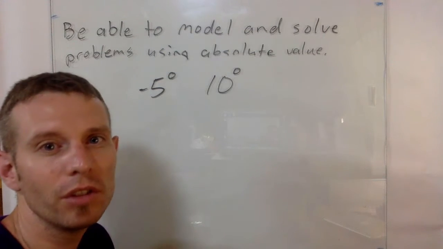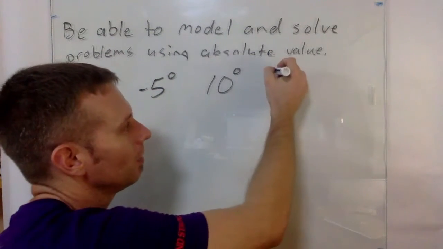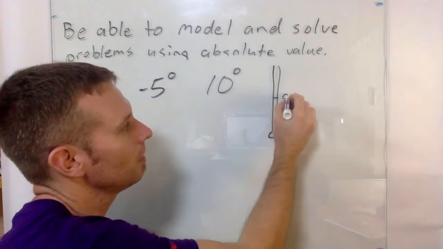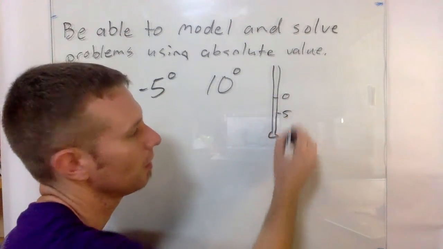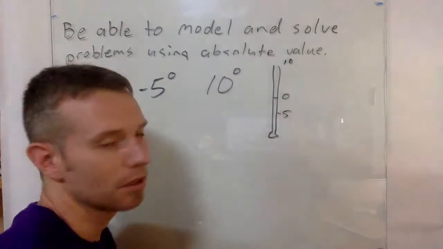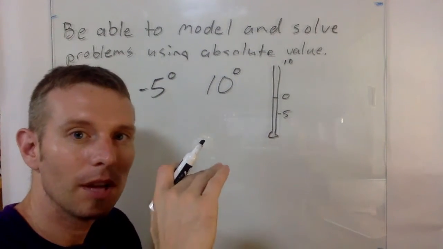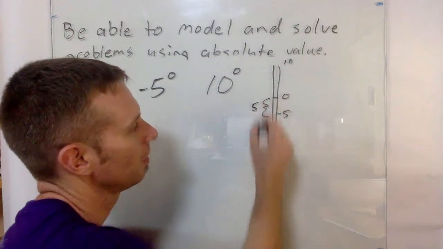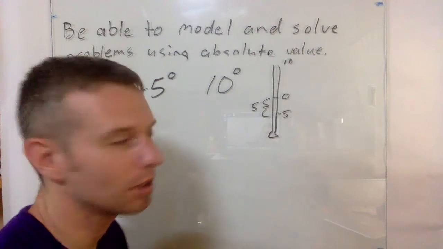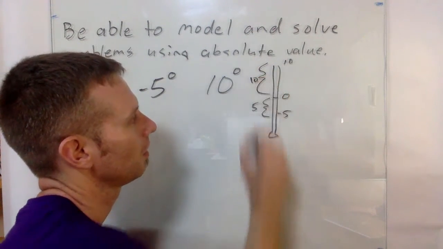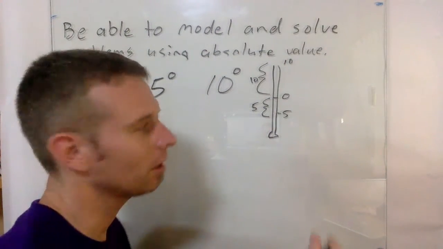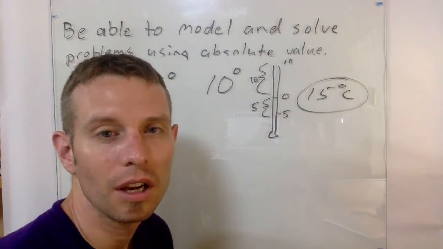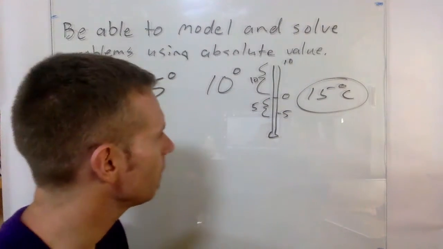Did it go up only by 5 degrees? No, we can see, and there are many different ways to do this, but if we were to just draw a thermometer and have this be 0, and this would be -5, and up here would be 10, we can see that the absolute value between 0 and -5 is 5, and the absolute value from 0 to 10 is 10, and so the total change in temperature is 15 degrees. Very similar to adding and subtracting integers, right?